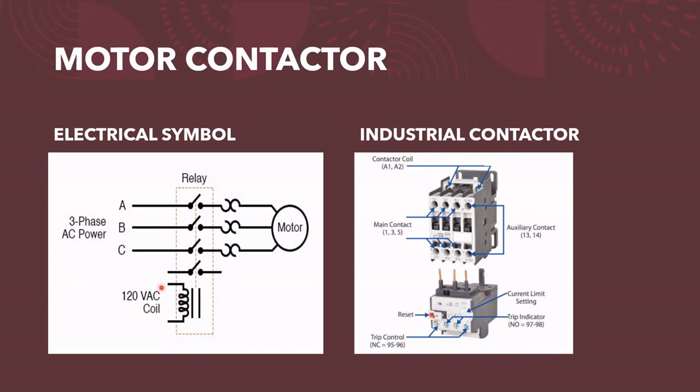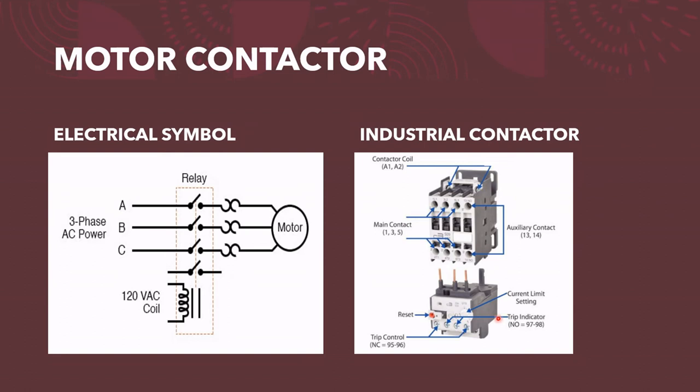Whenever I put power to this coil, this coil will create a magnetic field and it will pull all these contacts and it will energize these rungs over here, so the power can flow continuously through this. These main contacts are represented by these terminals on this pictorial representation. And then the power is transferred through the overload.